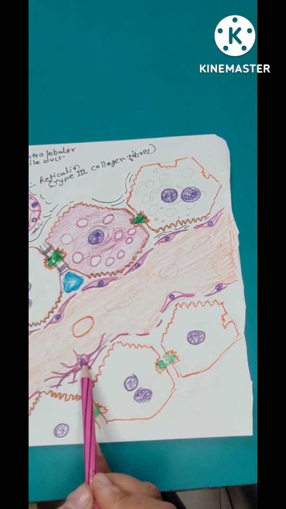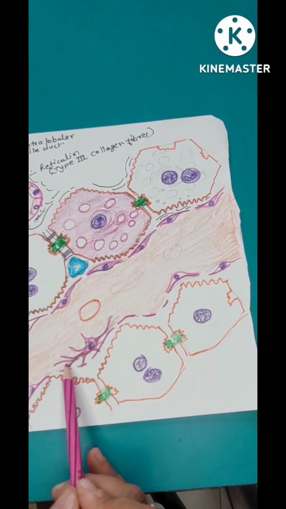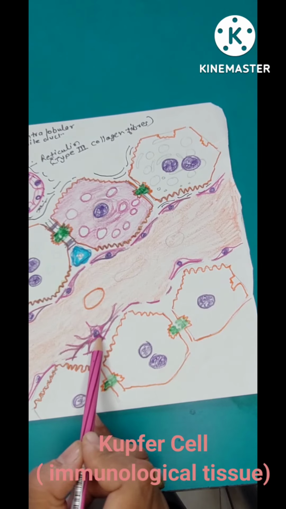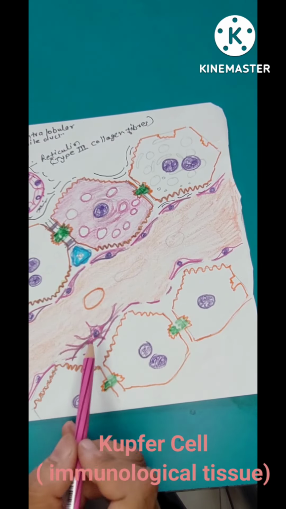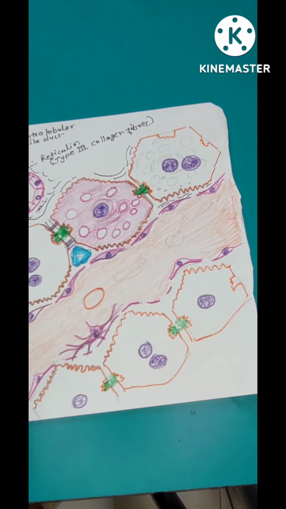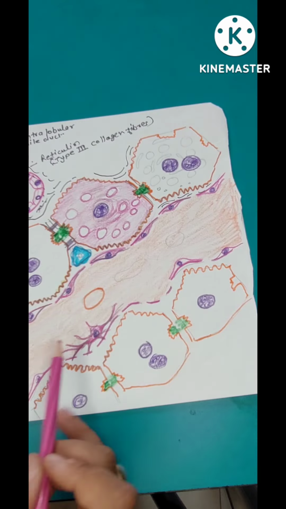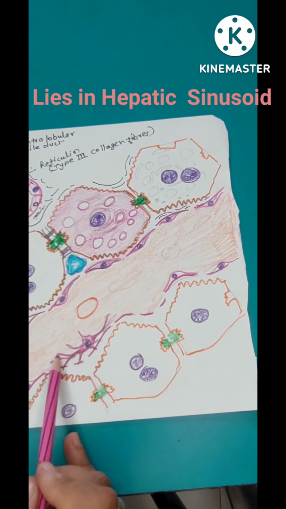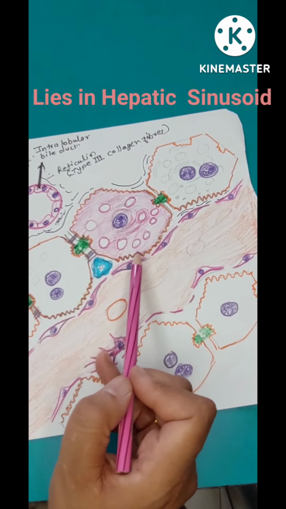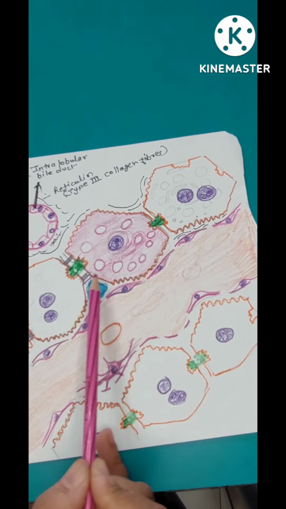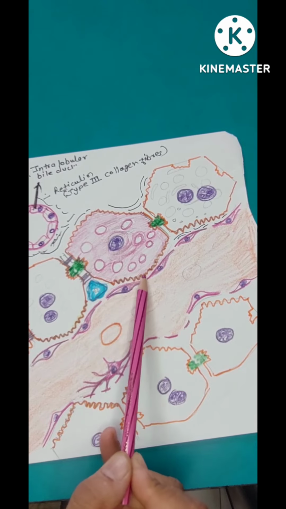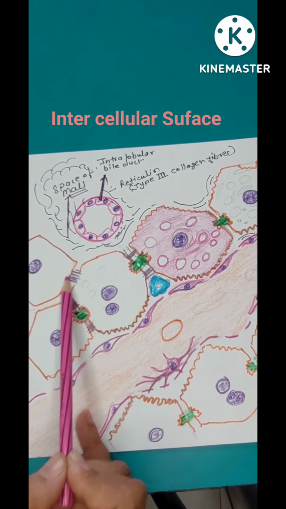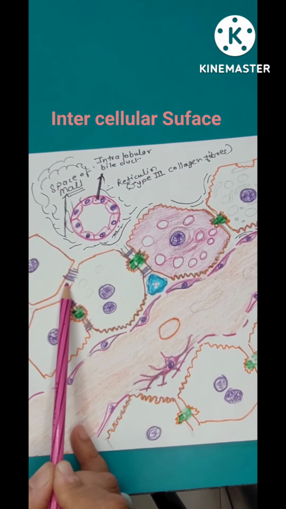One more cell is found in the liver, which you can see has multiple processes: the Kupffer cell. This Kupffer cell is a hepatic macrophage, and it will engulf dead cells, dead RBCs, bacteria, etc. So this is the Kupffer cell, and it lies in the hepatic sinusoids. You can see another surface of the hepatocyte, other than the sinusoidal surface showing microvilli. This is the intercellular surface, which shows tight junctions.